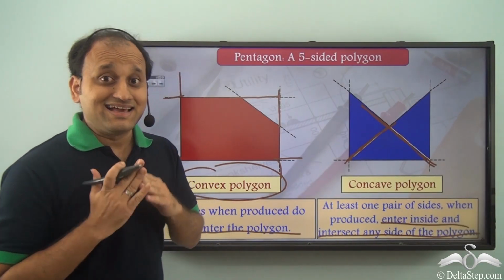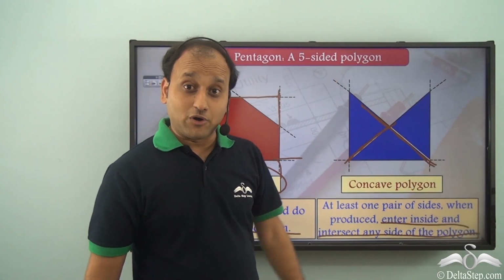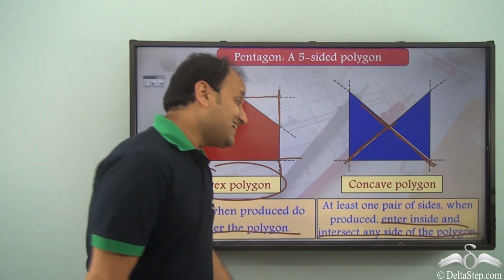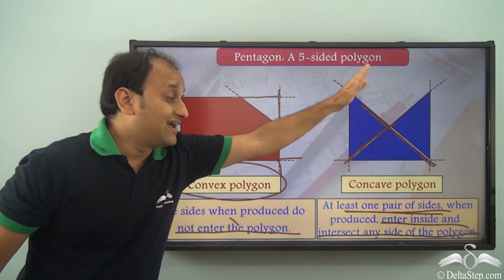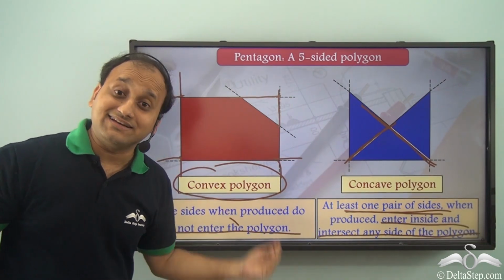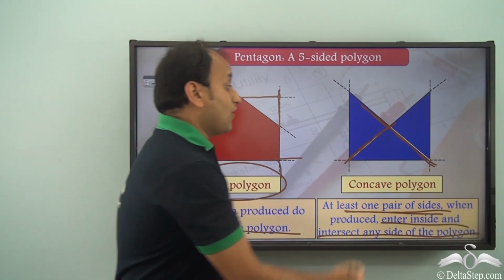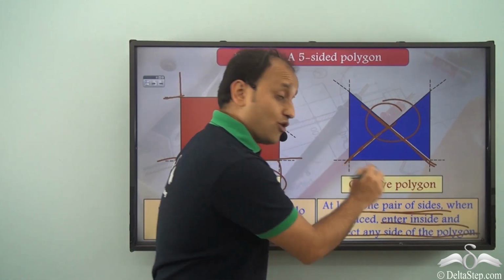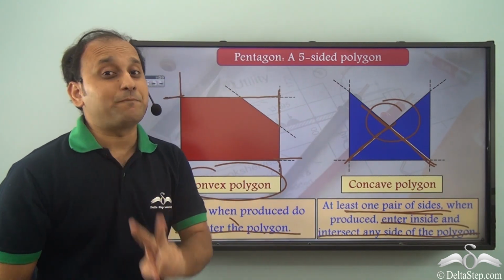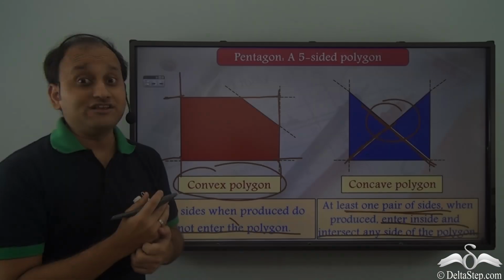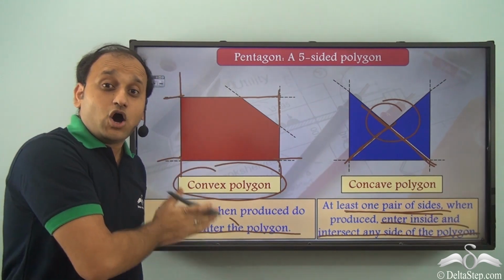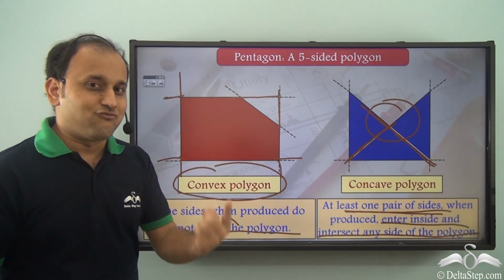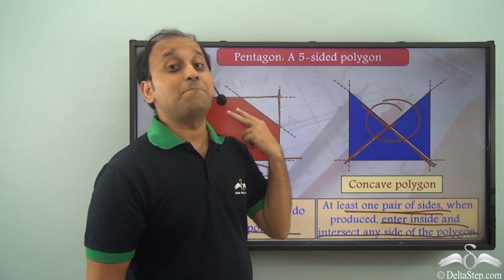And you will notice that in the case of a concave polygon, always at least one pair of sides will enter the polygon and intersect the other side. So always in the case of a concave polygon, at least a pair of sides will be there which enter the polygon on extending and they intersect the opposite side. So you will never have just one, at least two, that is a pair of sides.